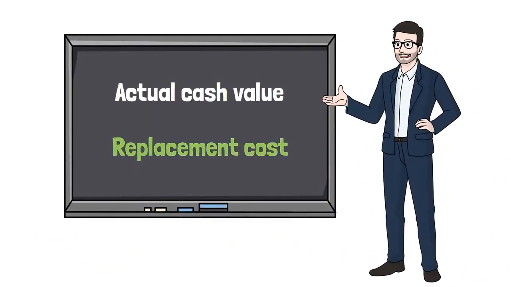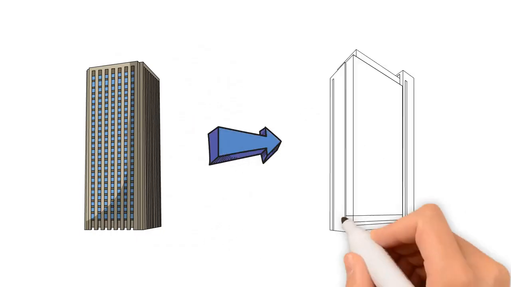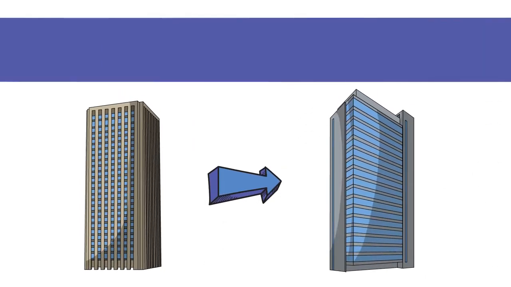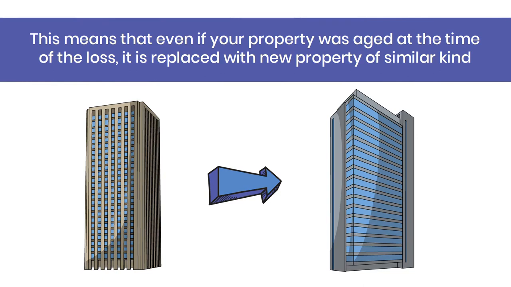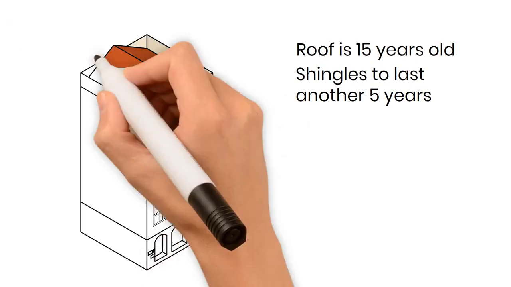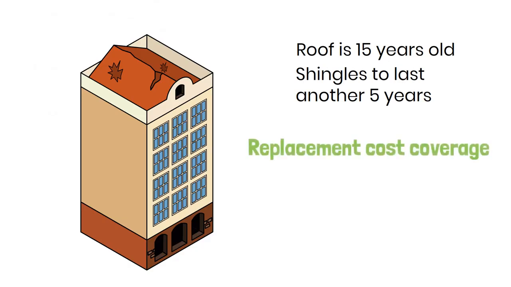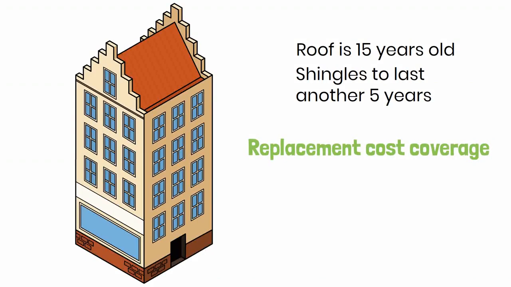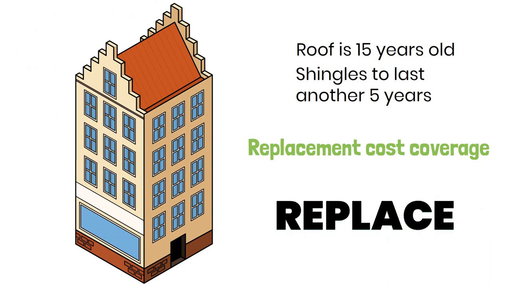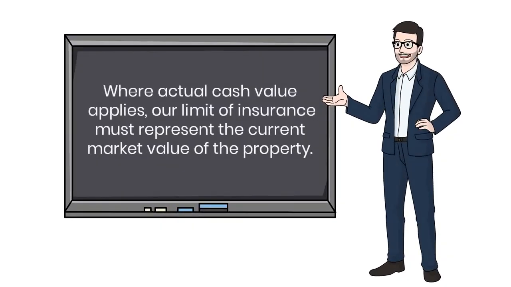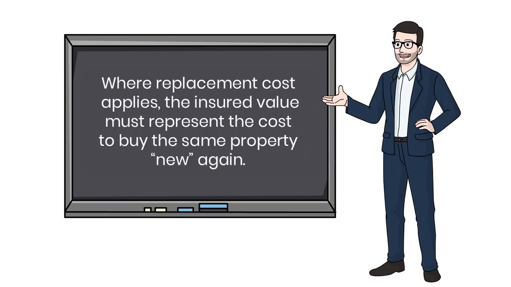With replacement cost, the damaged property is replaced with similar property without regard for depreciation. This means that even if your property was aged at the time of the loss, it is replaced with new property of similar kind. In our example of a roof with 15-year-old shingles damaged by hail, if the roof was insured with replacement cost coverage, a brand new roof would be provided, as the policy seeks to replace. Where actual cash value applies, our limit of insurance must represent the current market value of the property. Where replacement cost applies, the insured value must represent the cost to buy the same property new again.